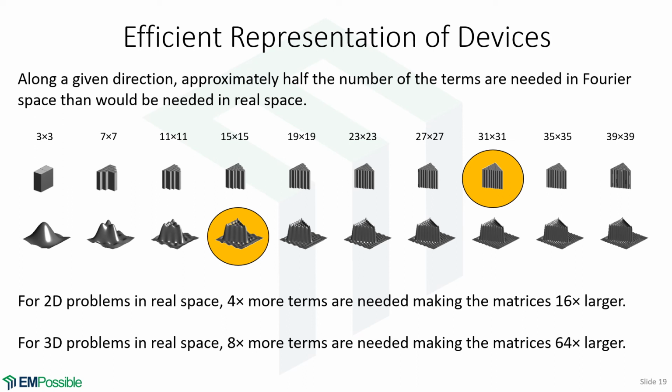So here's what I'm doing to try to illustrate that. Let's say we have a unit cell that is a triangle. And this top row, I'm representing that triangle in real space. So it's composed of little pixels. Then down here, I'm representing the same thing in Fourier space. And I noticed to get a really accurate triangle, I need maybe 31 by 31 points. With about this same resolution in Fourier space, I need 15 by 15 spatial harmonics. So I'm getting away with fewer terms than I am in real space, and that's the advantage.